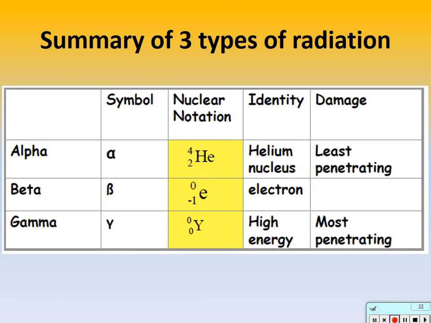Okay, there's a summary of the 3 types of radiation in your guided notes. I'd like you to take a second and fill that out. This is the stuff that I would expect you to remember and to know. This is what I will test you on. This is what's on this table.